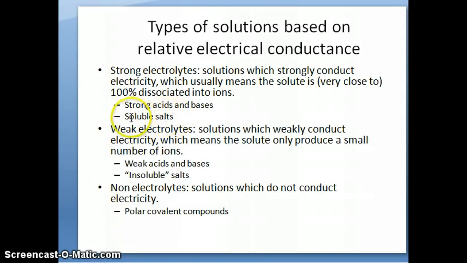Now, in the description of strong and weak electrolytes, I said that compounds that belong to this group, in terms of ionic compounds, are called soluble salts. Salt is just another word for ionic compounds, so basically anything that's formed by a metal and non-metal, cations and anions. And then we also say that there are certain salts that are insoluble, meaning that they don't dissolve a lot in water. They dissolve a little bit, but usually a very small amount.